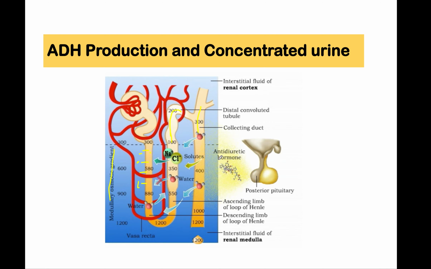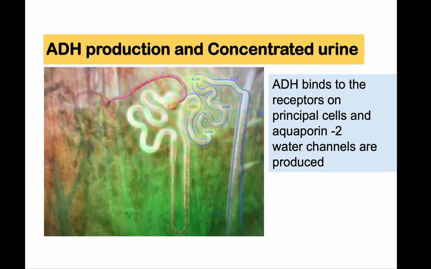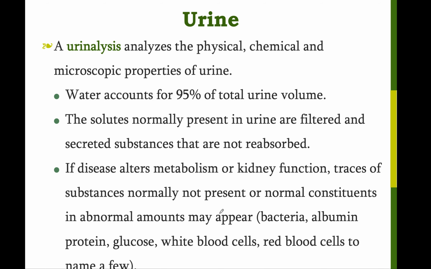Okay, so here you see, I like this picture because it shows how the ADH exerts its effect on the principal cells in the distal convoluted tubule and in the collecting ducts, and makes them more permeable to water. The water will go out from the tubules and into the blood vessels and into the extracellular fluid, decreasing their osmolarity.